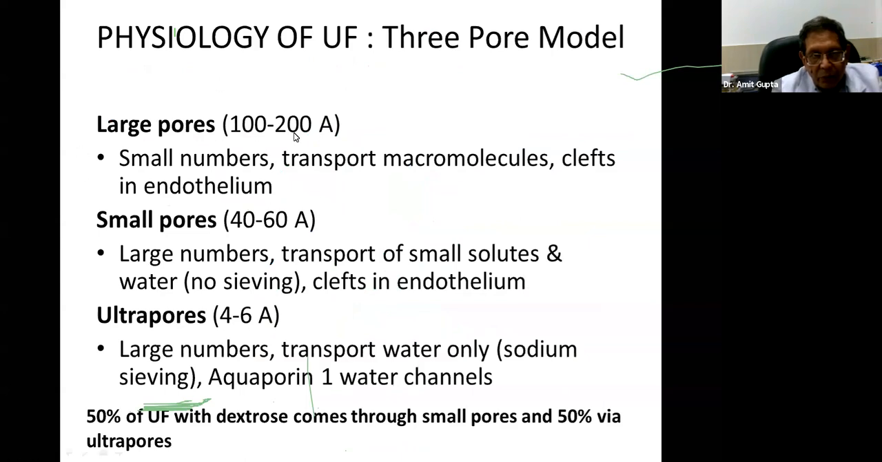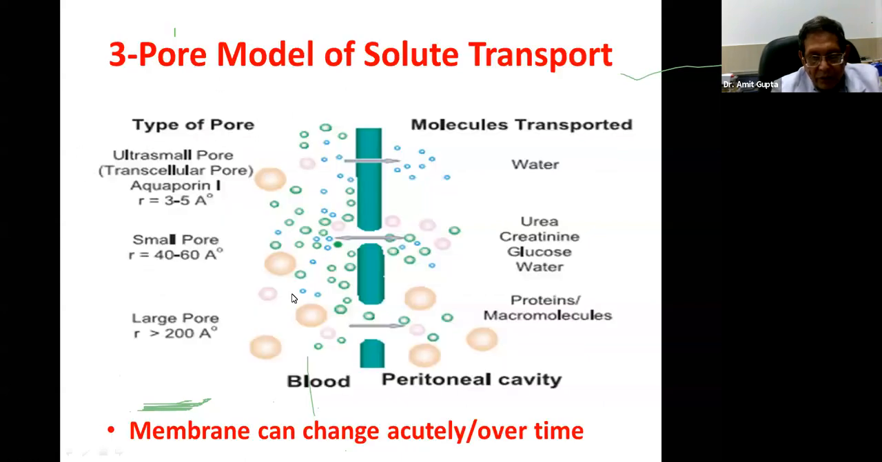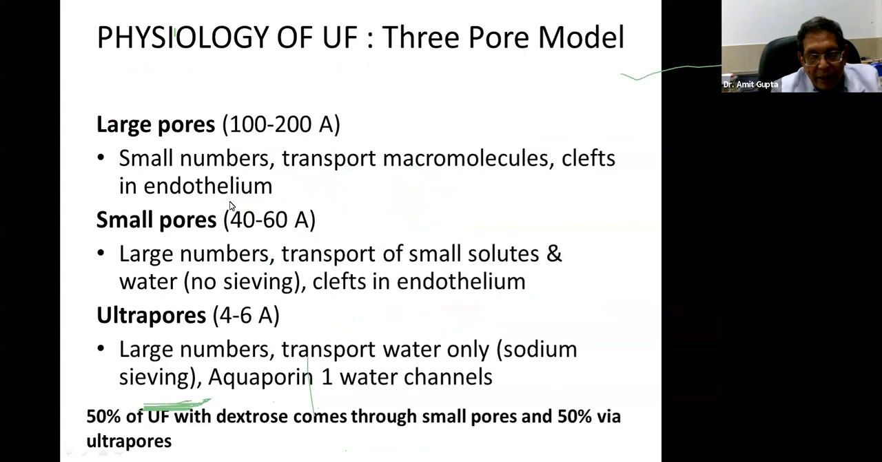Now these large pores, which I showed you, were between say 100 to 200 angstroms. They are not very many in number. They transport mainly macromolecules and there are clefts in the endothelium. These small pores, between 40 to 60 angstroms, are in large numbers. They transport both small solutes and water. There's no sieving there, and we'll talk about that later. And these are again clefts in the endothelium.